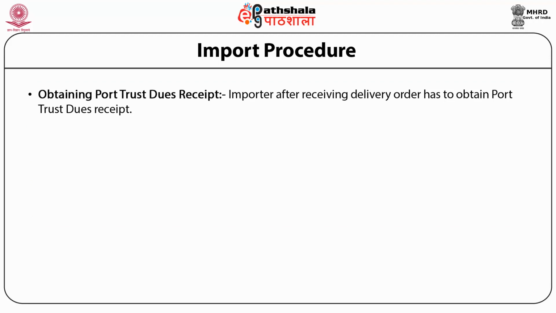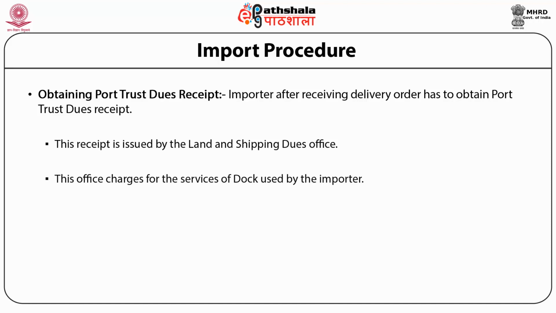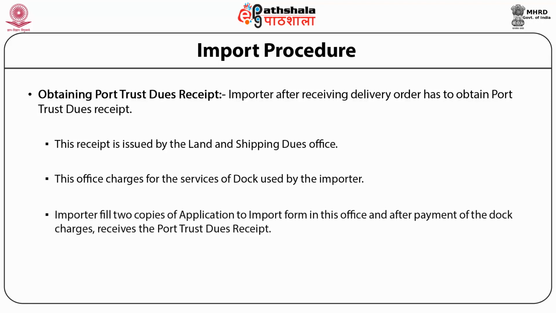Second is obtaining port trust dues receipt. Importer, after receiving the delivery order, has to obtain port trust dues receipt. This receipt is issued by Land and Shipping Dues Office. This office charges for the services of the dock used by the importer. Importer fills 2 copies of application to import form in this office and after payment of the dock charges, receives the port trust dues receipt.